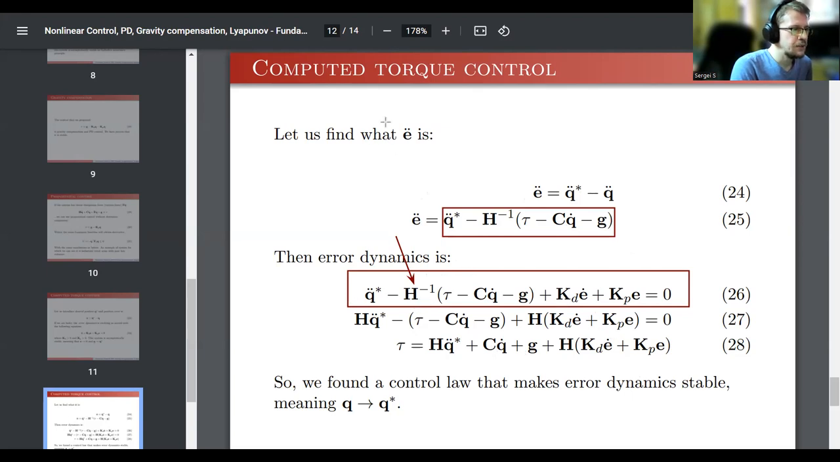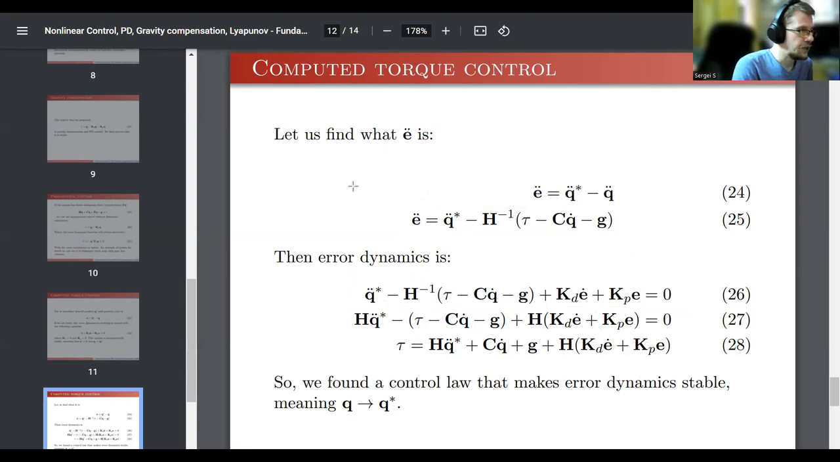Now, next step is we multiply all of this by H. H is full rank because it is the matrix of the kinetic energy, the quadratic form matrix of kinetic energy. So it means that we can multiply the whole equation by it. Here this term goes away because H times H inverse is identity, and H also appears here. So that's where it is.